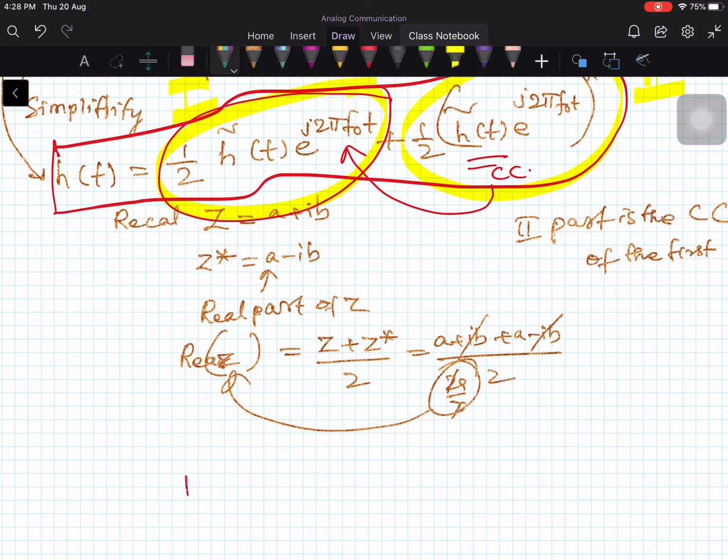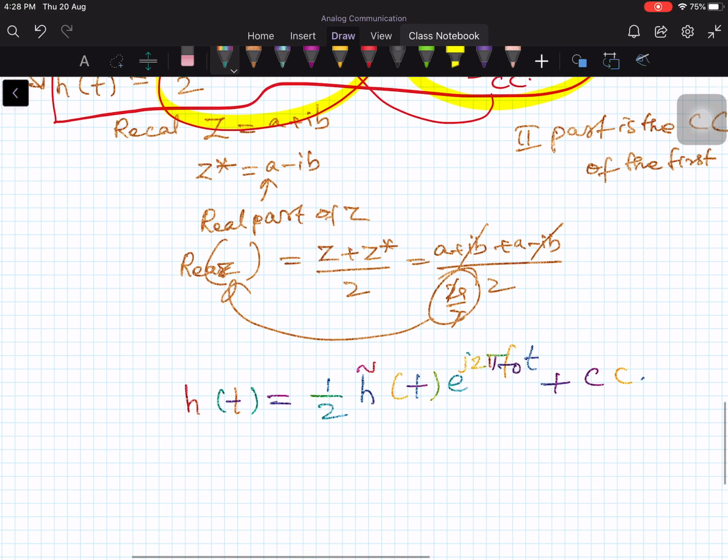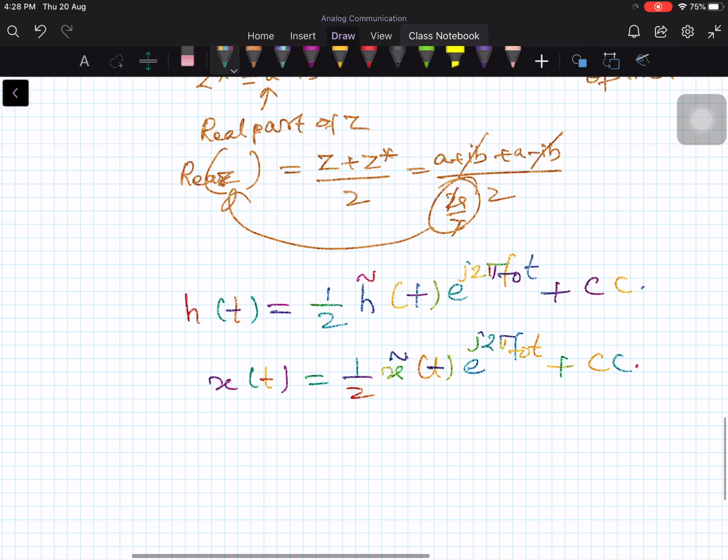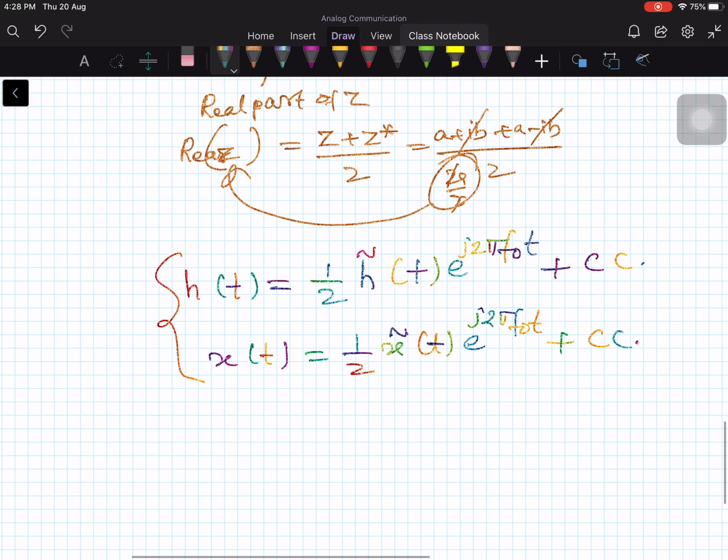Therefore, h of t I can write as 1 half h tilde of t e to the j2 pi f naught t plus the complex conjugate of the first part. Similarly, I can write for the bandpass signal also, it is 1 half x tilde of t e to the j2 pi f naught t plus complex conjugate. Now you substitute this h of t and x of t in your convolution integral.